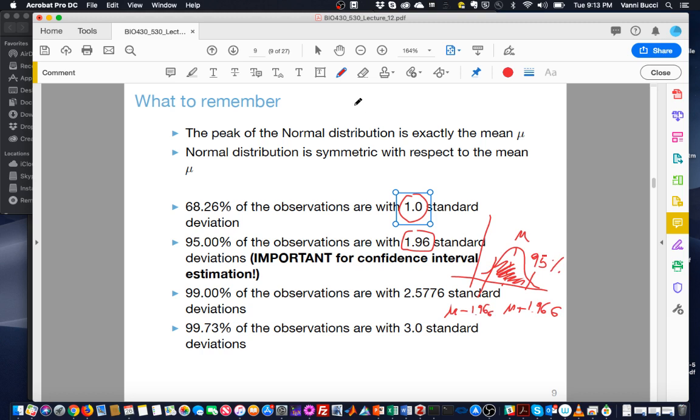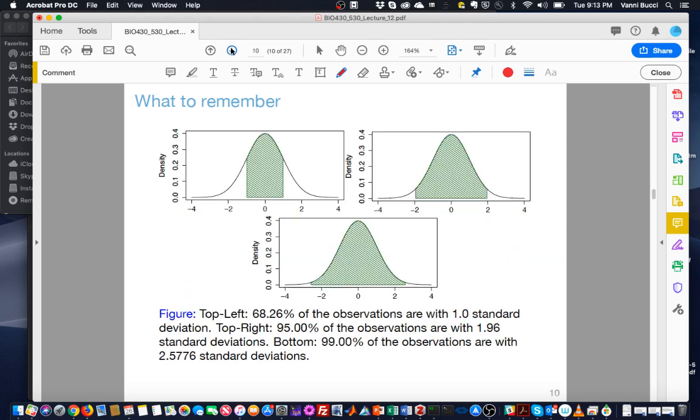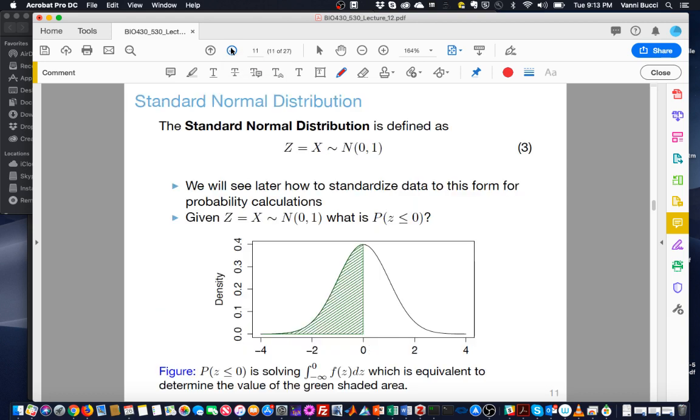Okay, so this is exactly another way of representing those areas. Now you guys can understand that there are infinite normal distributions, right? Because there's going to be an infinite combination of mean mu and standard deviation sigma. So how do we deal with that?